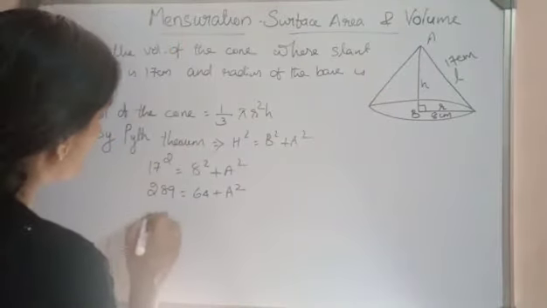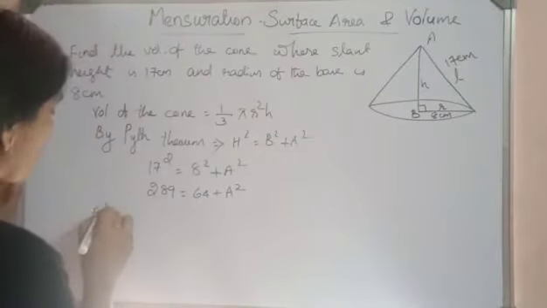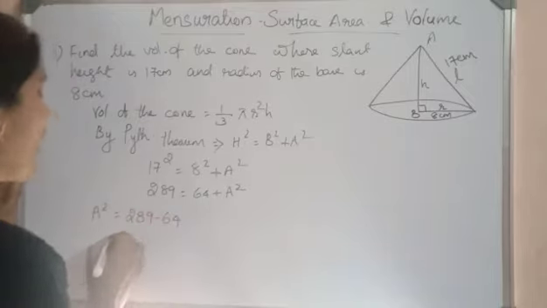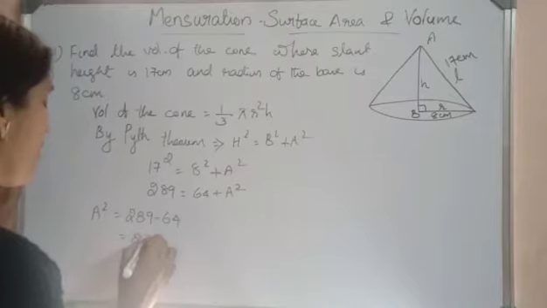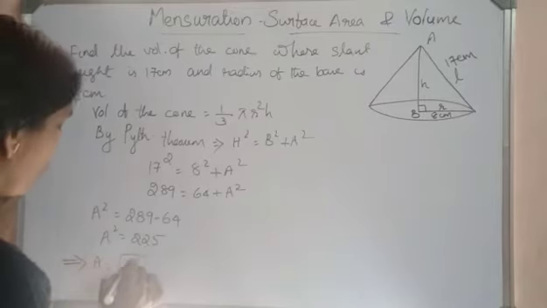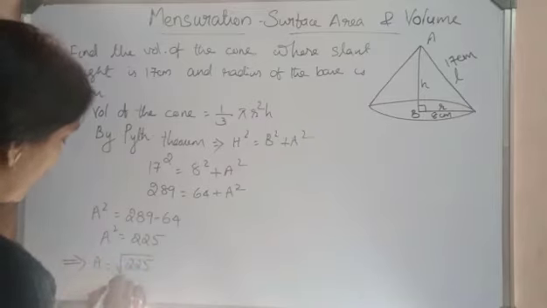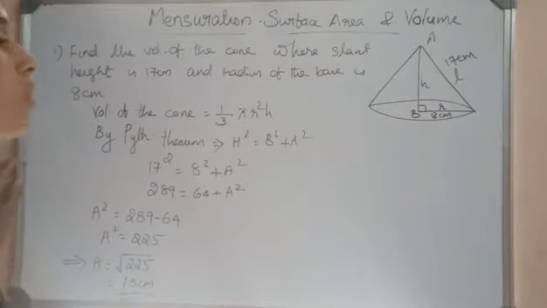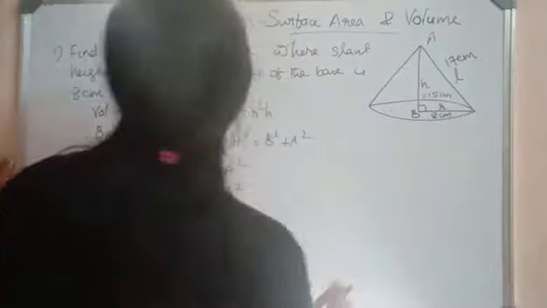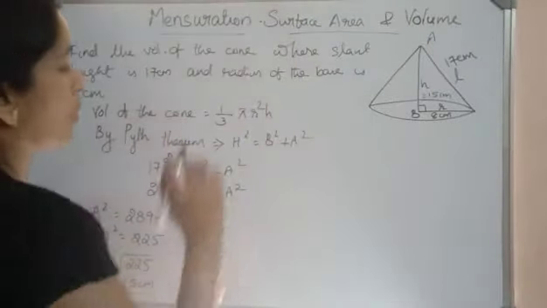Now rearrange the terms. We get a square is equal to 289 minus 64, and that is the same as 225. a square is 225. This implies a is equal to the square root of 225, which is 15 centimeters. So we got the height of the cone as 15 centimeters. Now we can find the volume of the cone.